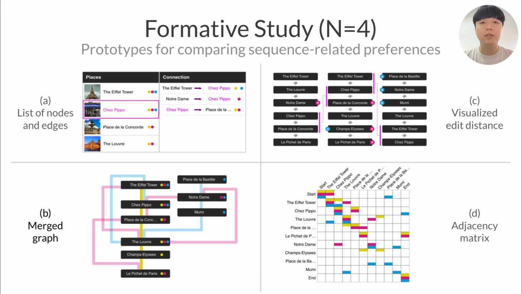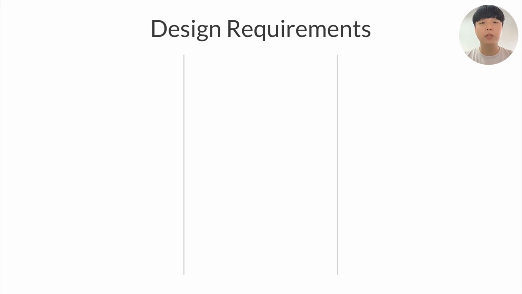Participants used these prototypes to compare the travel itineraries of 3 fictional travelers, and then constructed a final itinerary that will maximize the satisfaction of these fictional travelers. By listening to participants on what aspects they found useful from each prototype, we derived 3 design requirements for a visual awareness technique.